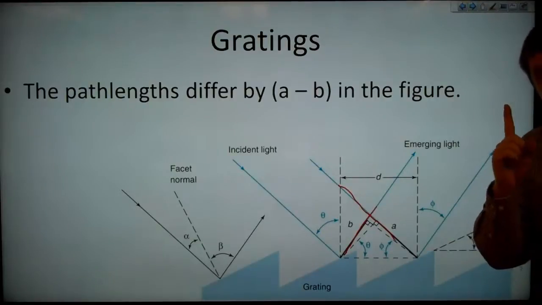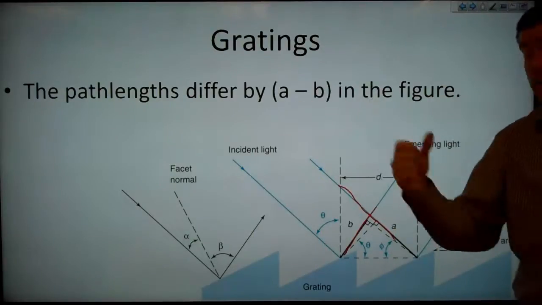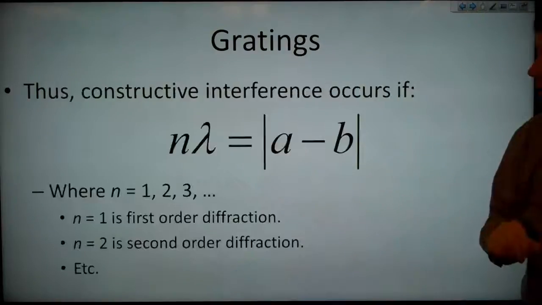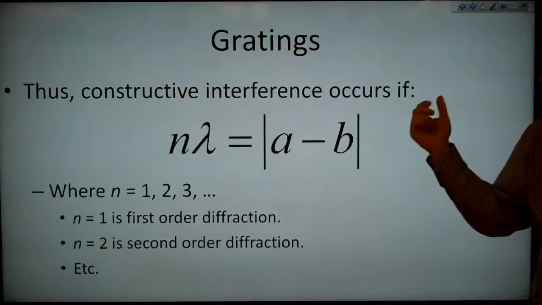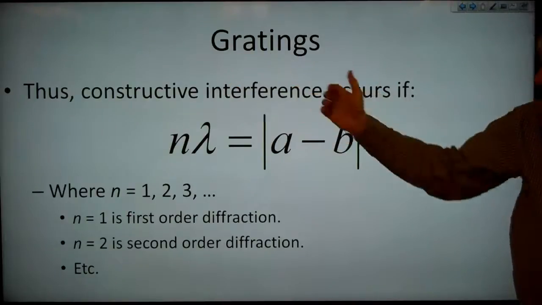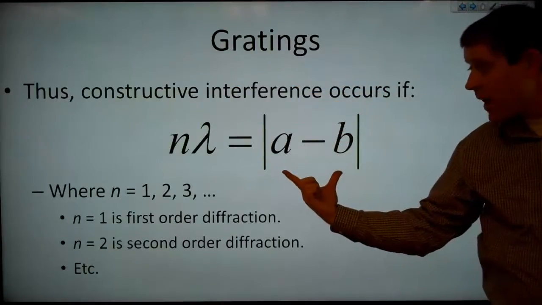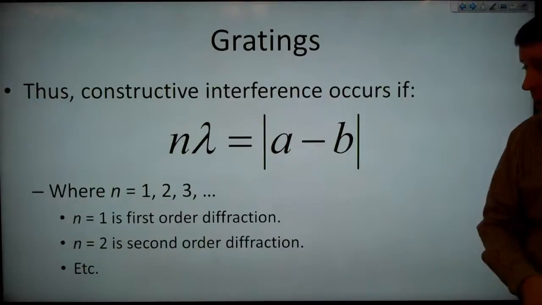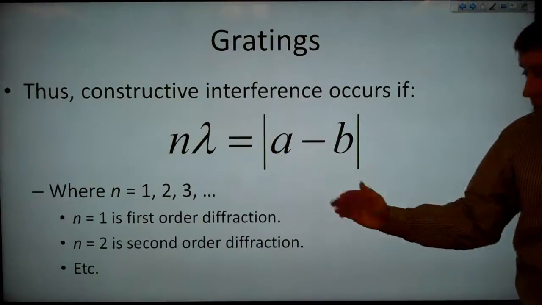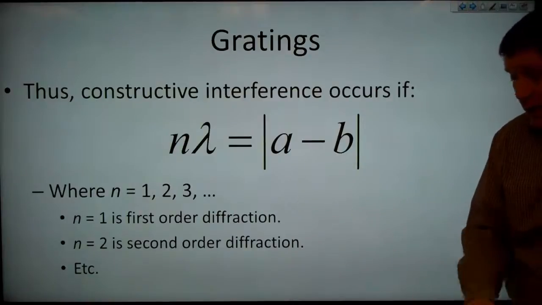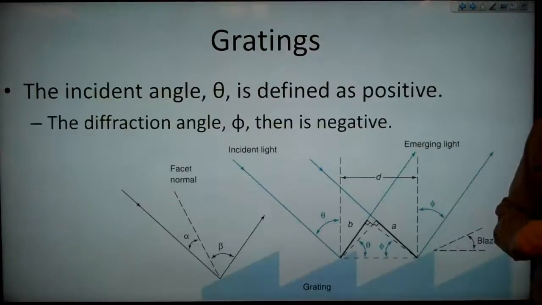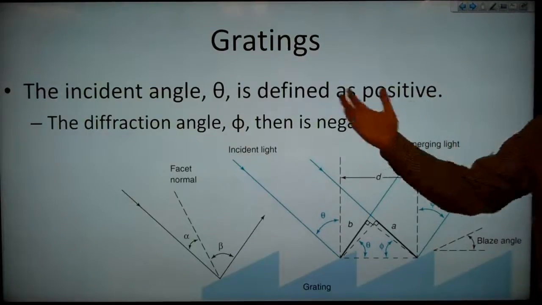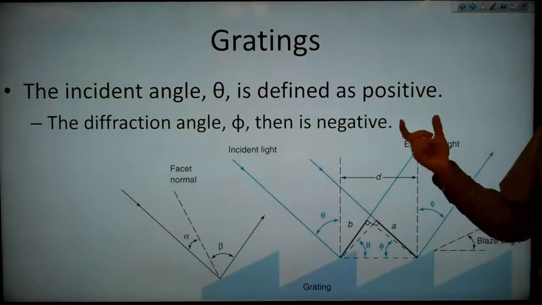They may be in phase if that difference is a full integer of the wavelength of light. So constructive interference then occurs if nλ is equal to the absolute value of A minus B, where n is 1, 2, 3, and so on, any natural number. n equals 1 is our first order diffraction, n equals 2 is our second order diffraction, and so on. Our incident angle θ here is defined to be positive, and that means that the diffraction angle φ is negative.